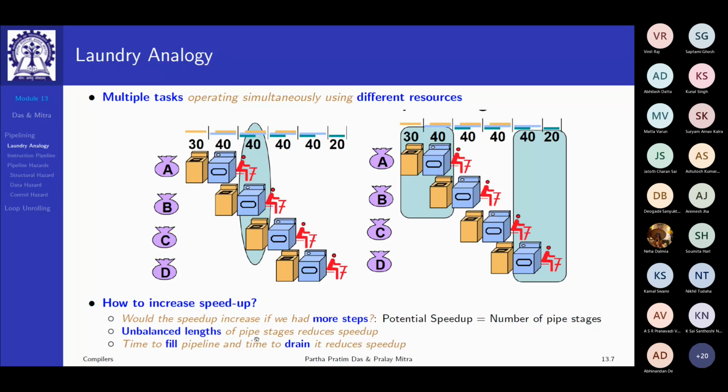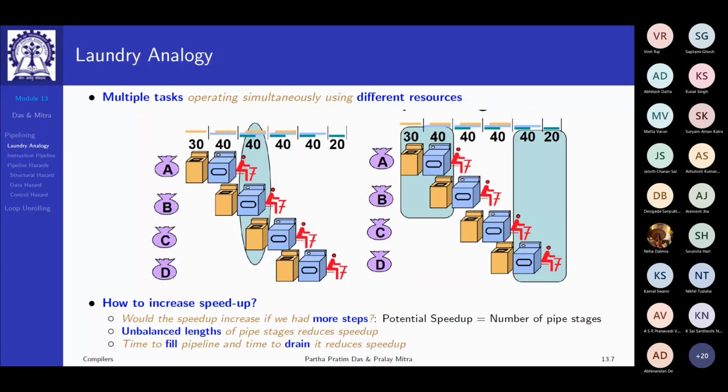If these pipe stage lengths are unbalanced, like in this case, then naturally it reduces the speedup. For example, here, it will really not matter to the throughput that much if either the washing machine or the folding machine took more time than it is taking, as long as it does not exceed the time for the drying machine, which is 40 minutes, right? So it is good to have balanced lengths for any pipeline design.